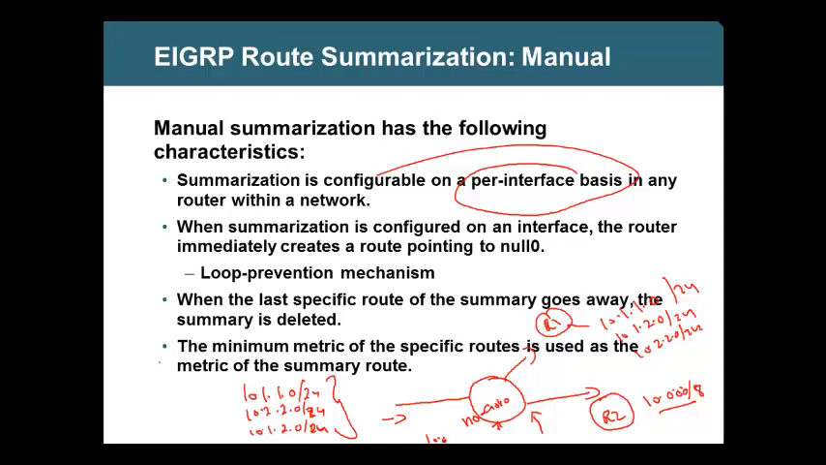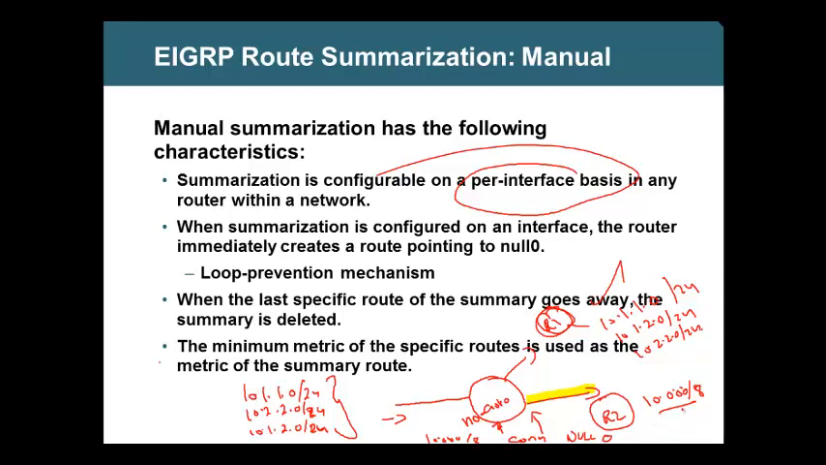Immediately one route will be created in the routing table of this router. What is that? 10.0.0.0/8 null interface. Connected to which interface? Null 0 interface. This route will be dynamically created, and only this route will be advertised via this link. On the other link, it is still the detailed routes. So R1 will be learning detailed routes, R2 will see only a summarized route.